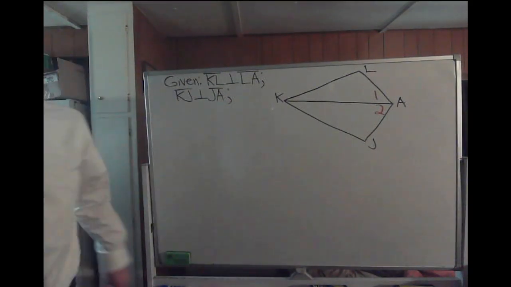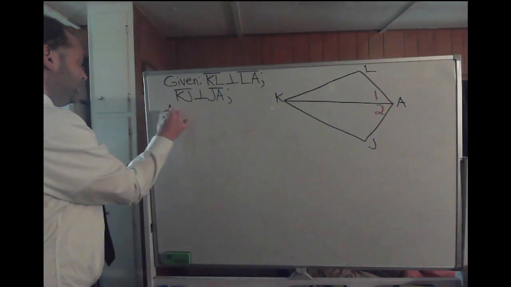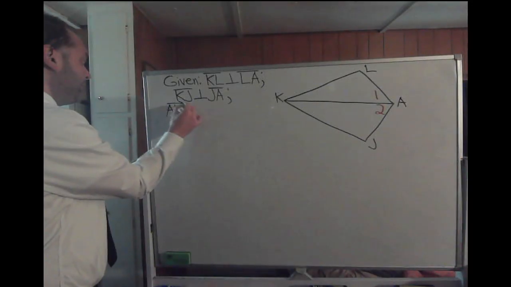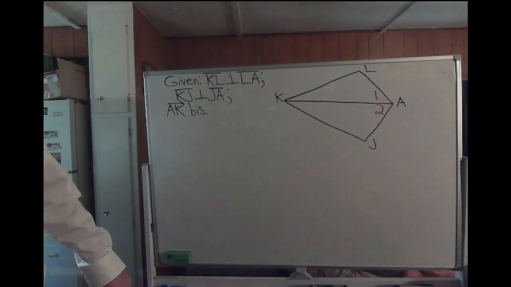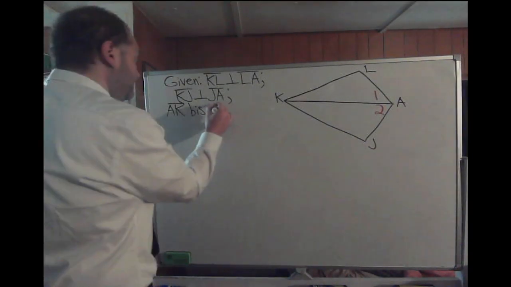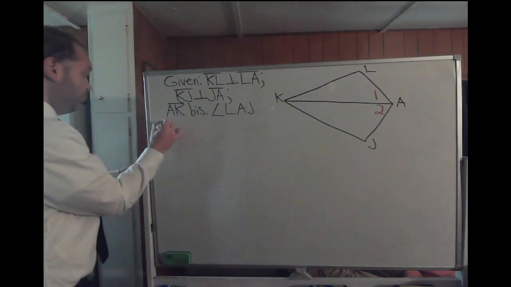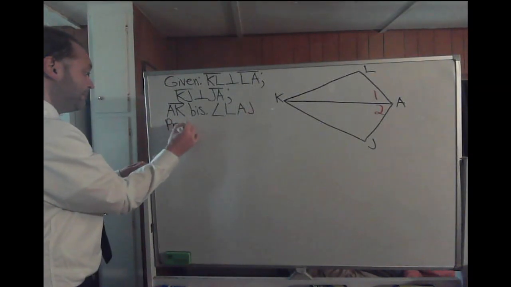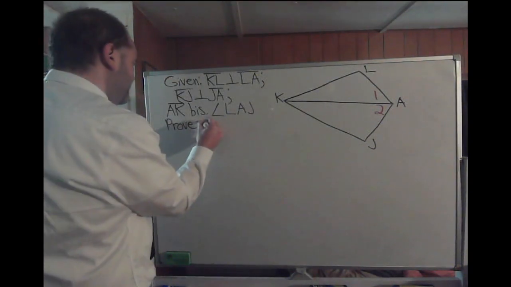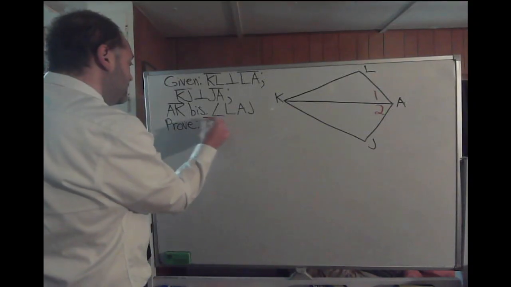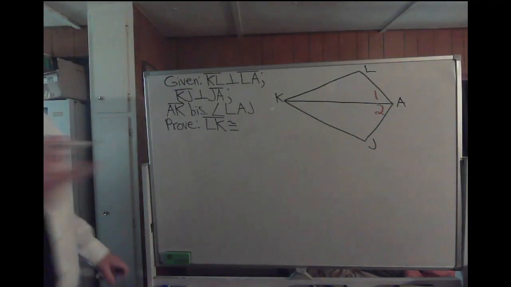We've also been given something else. We've been given that ray AK bisects angle LAJ. What we have to prove in this case is that LK is congruent to JK.